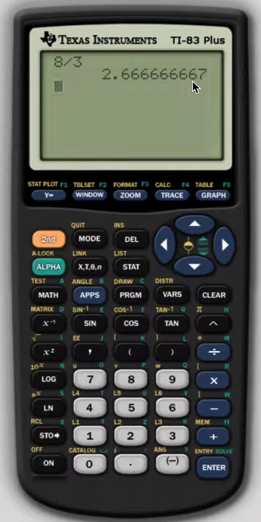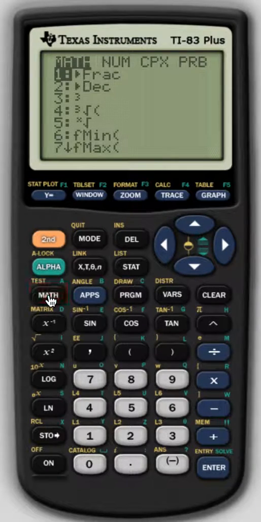Another neat feature, though, if we want to check it: we're used to having a fraction button on our calculator. Well, in the TI-80 lineup of calculators, most of those unique features are under this math button right here. If I choose math, you'll see I have a number of options: fractions, decimals, cube, cube root, and some other index root, like a 3rd root or a 5th root or a 6th root.